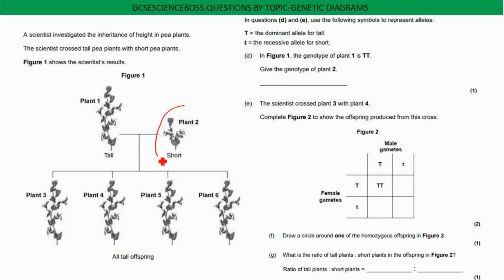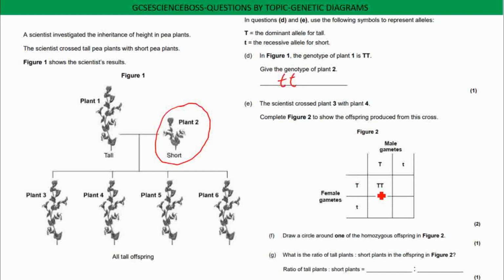Now, plant 2 is short. The only way you can be short is if you have the short allele, small t, small t. Remember, alleles come in pairs, and since it's recessive, you need both of them to be present. I love these when they give you the square and you need to complete it. So complete figure 2 to show the offspring produced from this cross.